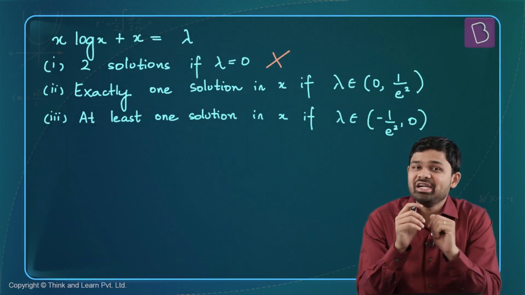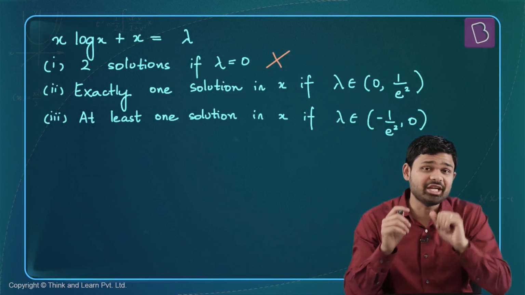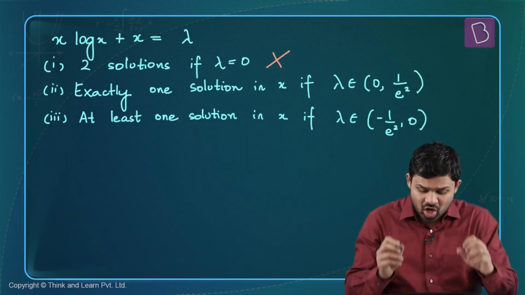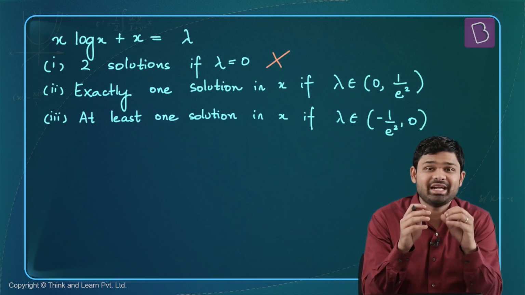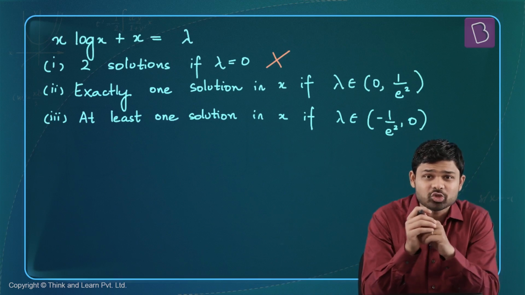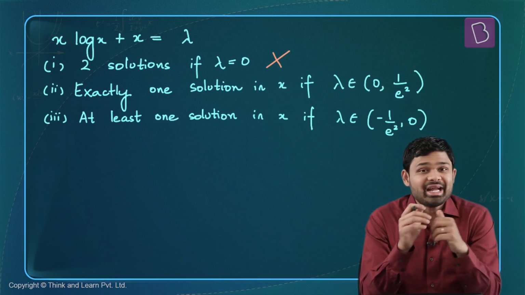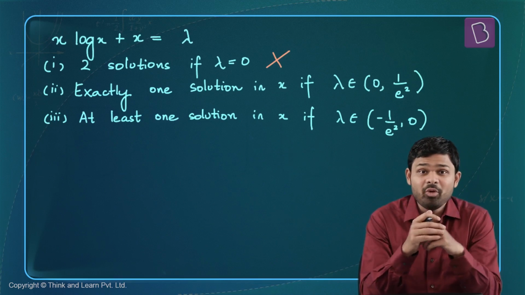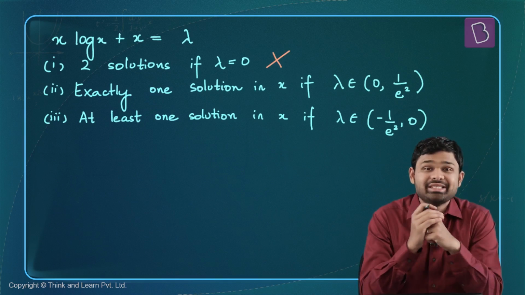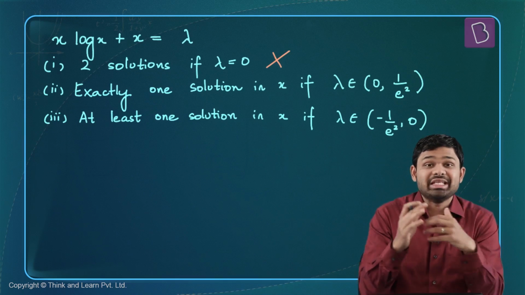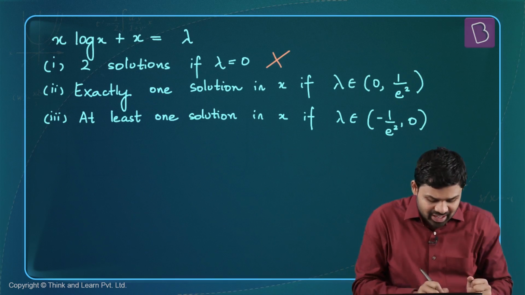Now let's look at options 2 and 3 because these are very related options. Let's look at both these options together. So they've given a range of values for lambda. They've said that lambda belongs to (0, 1 by e square), or lambda belongs to (negative 1 upon e square, 0). And then they say that there is exactly one solution, or there is at least one solution in these ranges for lambda. Let's see if any of those is true.